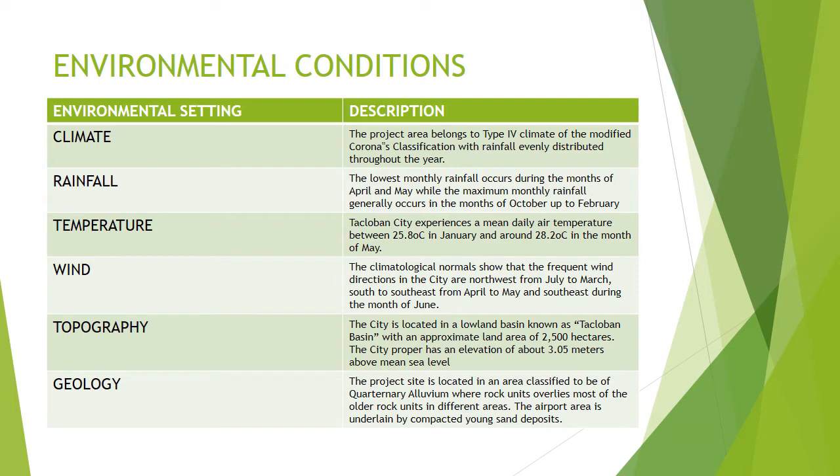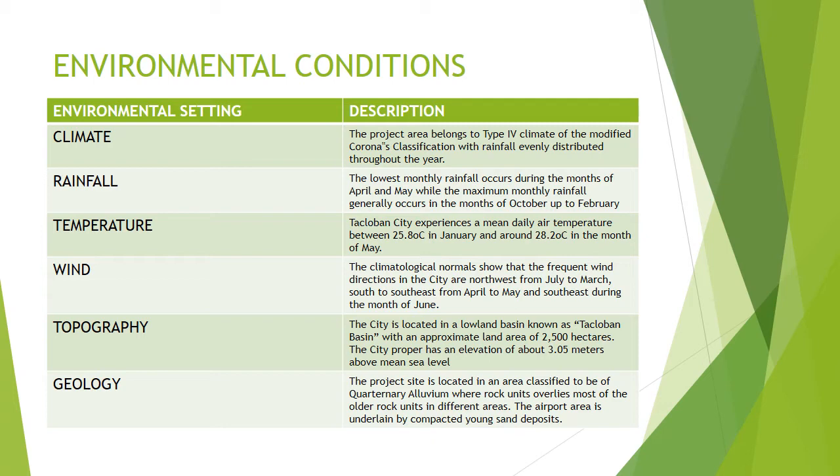The climate type of the site is with rainfall evenly distributed throughout the year. The lowest rainfall occurs during the month of April, while the highest rainfall occurs from October up to February. The site experiences a daily air temperature between 25.8 degrees Celsius and around 28.2 degrees Celsius in the month of May. The wind directions in the city are northwest from July to March, south to southeast from April to May, and southeast during the month of June.